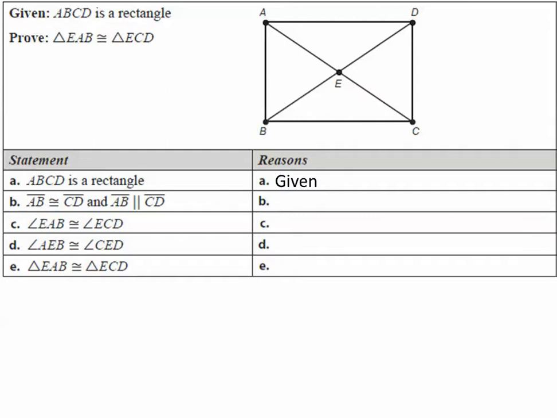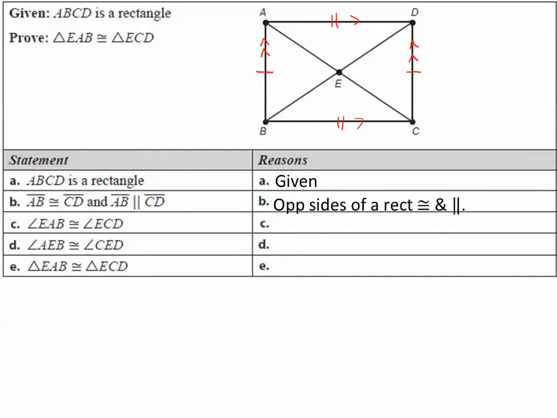So we know that AB, because we have a rectangle, we know that our opposite sides are going to be congruent. We also know that our opposite sides are going to be parallel. Correct? So, hello, it's a rectangle. And I just told you opposite sides are congruent and parallel. So that's all you have to write in there: opposite sides of a rectangle are congruent and parallel. It's a property. Okay? Remember, a property is a rule that you can use in a proof.